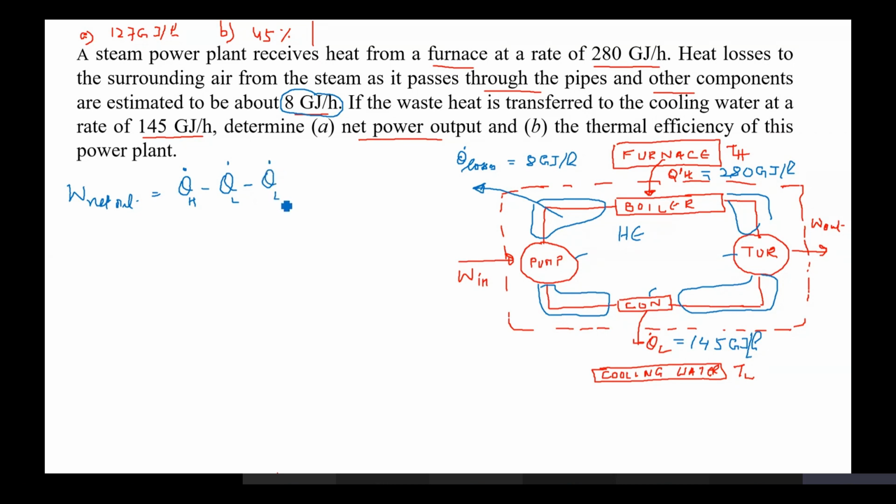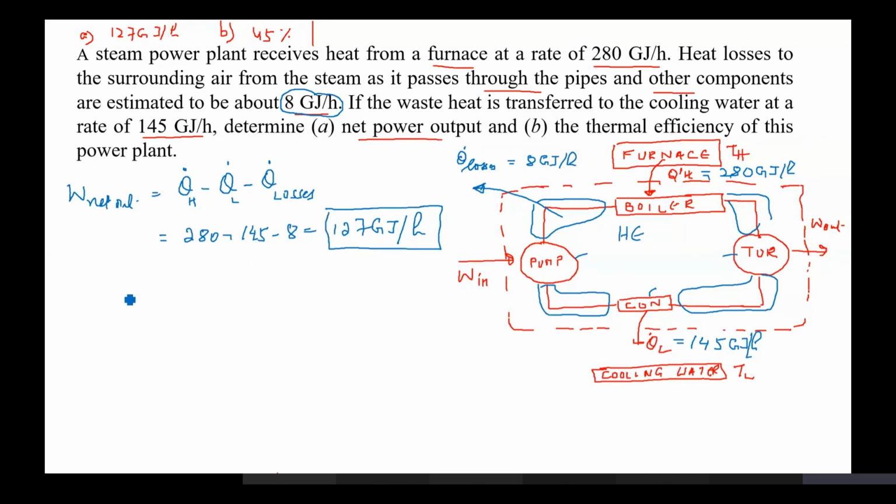So Q dot losses would also be wasted as a result of the losses from the pipes and other components. It's simple enough. You just have to plug in the values: 280 minus 145 minus 8, and this would essentially give you 127 gigajoules per hour. Is it so? Yes, sir. All right. So this becomes your net power output.